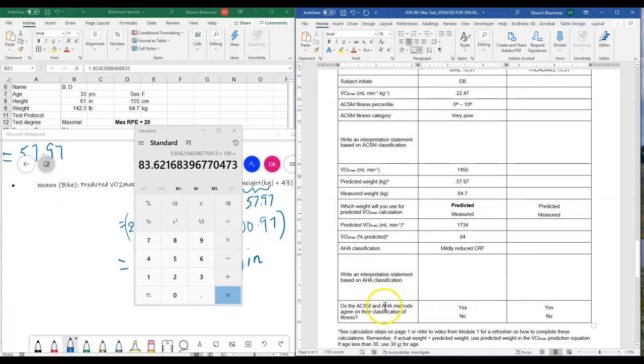And then you would write out a statement based on the PowerPoint. And then you would say, did the ACSM and AHA classifications agree? So ACSM said I was very poor. AHA says I'm only mildly reduced. So I think that doesn't really agree, but they are both in the same direction. So even if you said yes, that would be acceptable in this case. If it was normal here and abnormal here, or abnormal here and normal here, then you would say no.